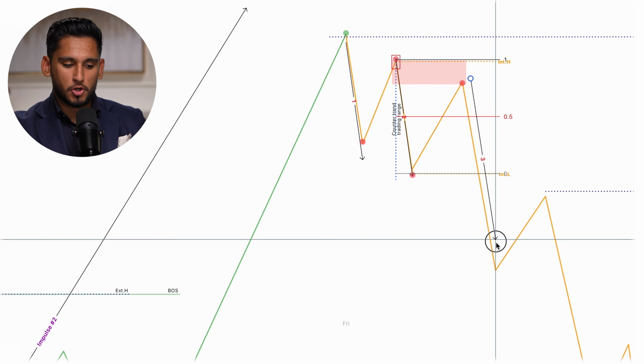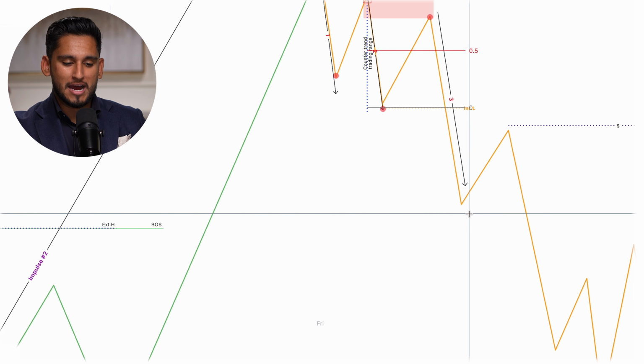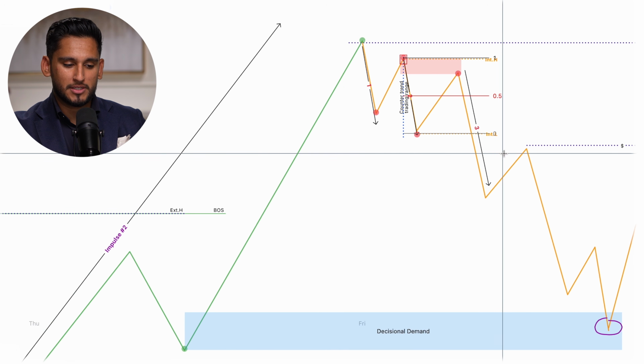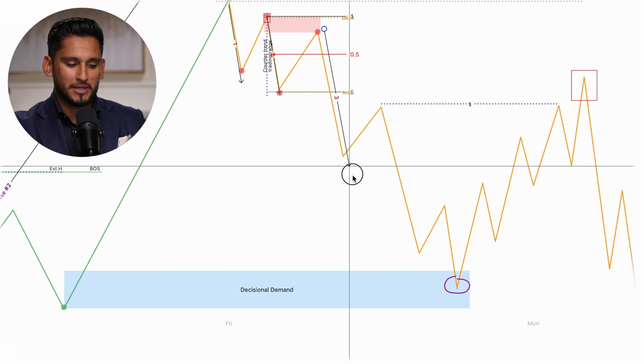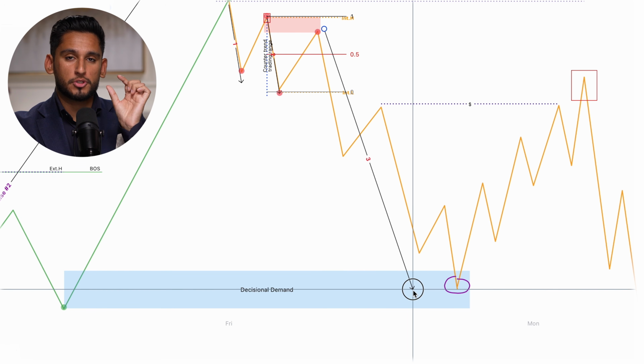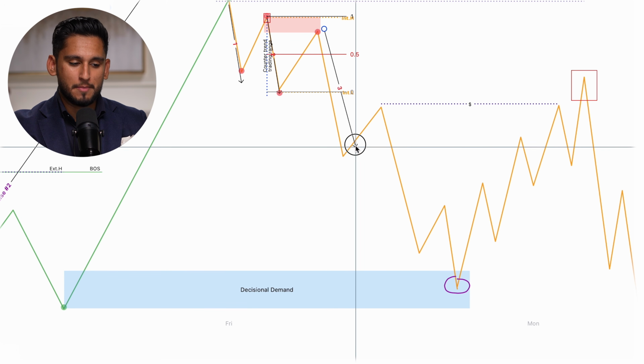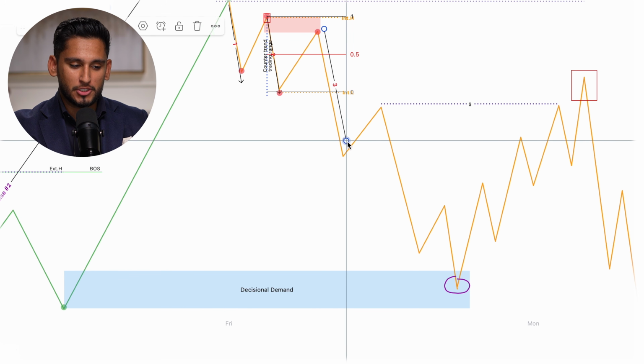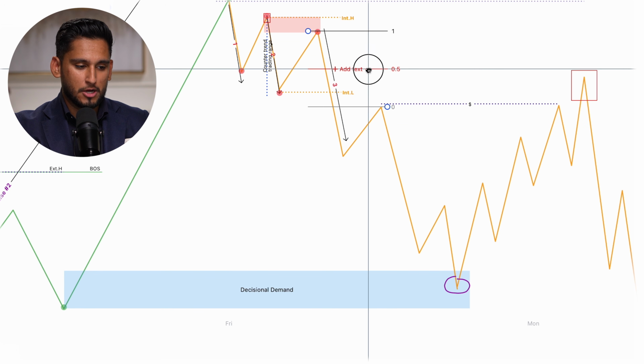But not only do we get impulse number 3, we know we have clear targets, because when we zoom out, we can say, well, price has the potential to go all the way down to this demand area. Now, I'm only focused on high probability, high risk to reward portions of the move, not the entire move. So I might be in and out over here. But the potential is after impulse number 3, you can now do the same thing again.